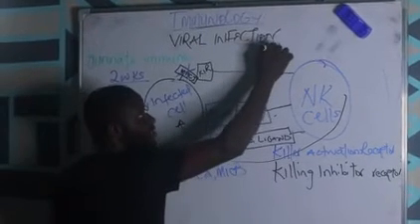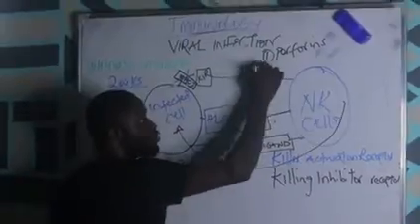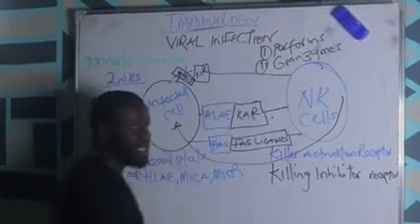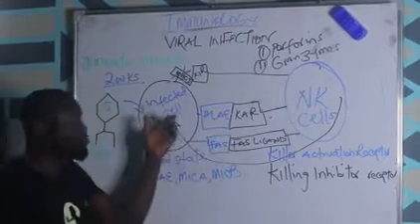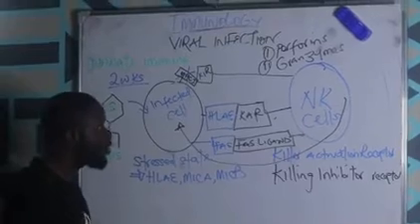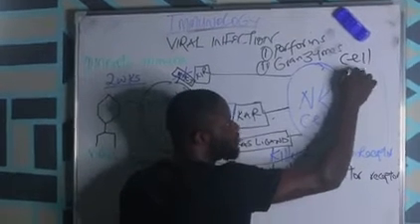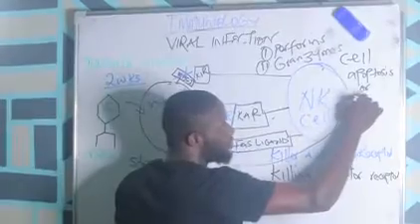Number one, we have perforins. Number two, we have granzymes. The natural killer cell releases these two substances into the infected cell to do the killing, which is called cell apoptosis, or cell death.